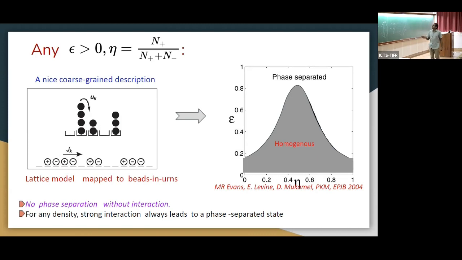So here, for low interaction and any density, you don't have a phase separation transition. You don't have an inhomogeneous state, and here you have a phase separated state. Basically, what we learn is that there is no phase separation without interaction. So epsilon equal to 0 means no phase separation. The other thing we learn is that you always have a phase separated state if the interaction is very strong. For any density, if you go very high, then you always have a phase separation. So these are the 2 things which we know.